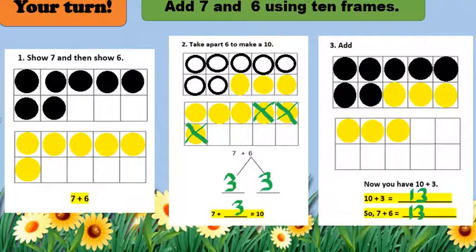And my final visualization, I know that the first 10 frame is equivalent to 10. So I'll just have to count the remaining ones. So I will start from 10, 11, 12, 13. Now you have 10 plus 3 equals 13. Same thing as 7 plus 6 equals 13.